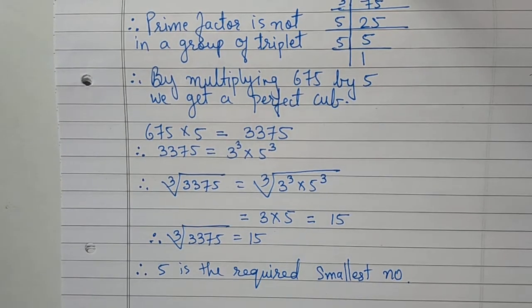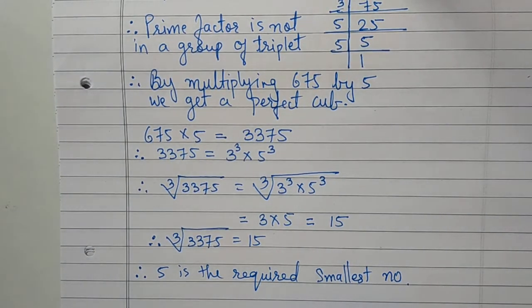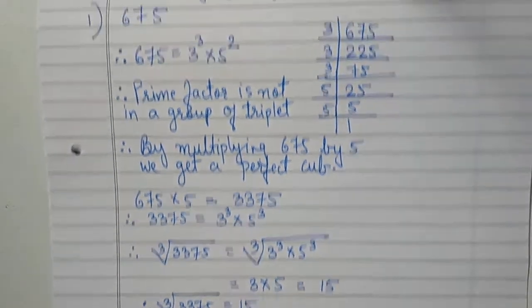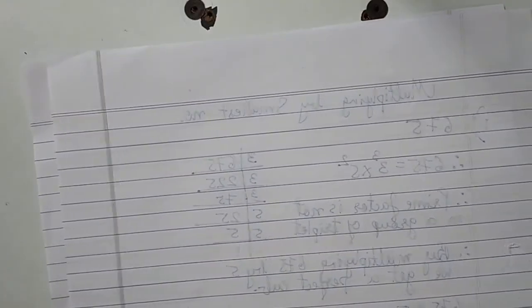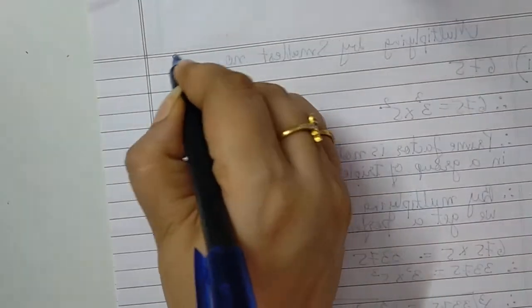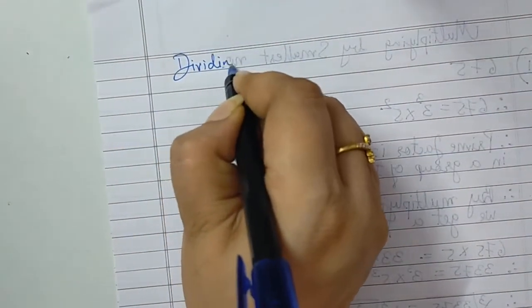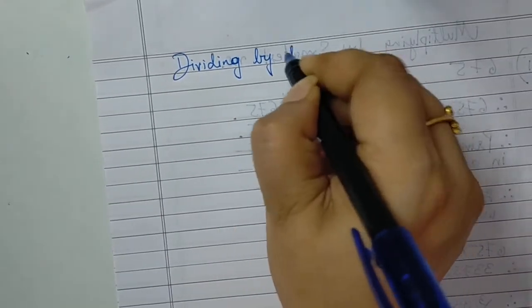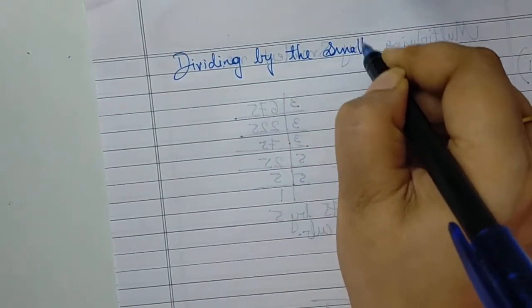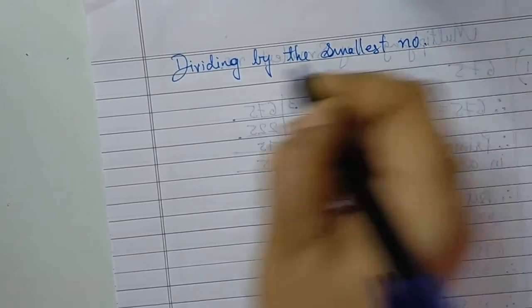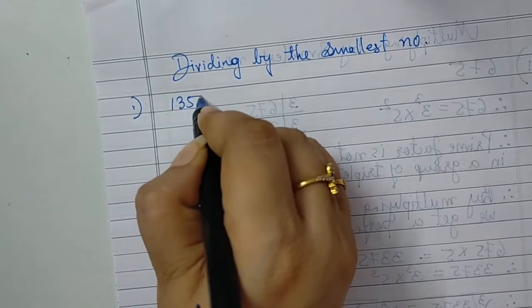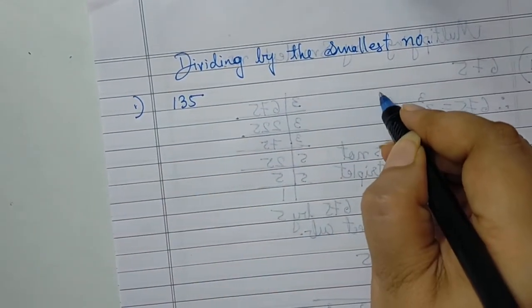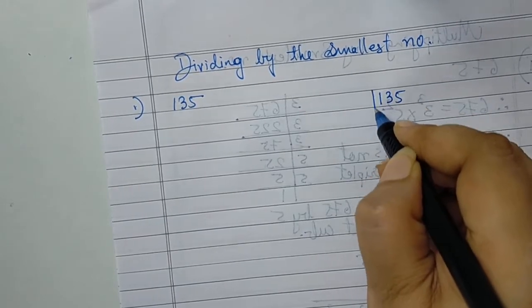Now the next method of ours is dividing the given number by the smallest number to get a perfect cube, and then finding the cube root of the new number found. Dividing by the smallest number to get a perfect cube. For example, let me take 135. So here also 135 is not a perfect cube.